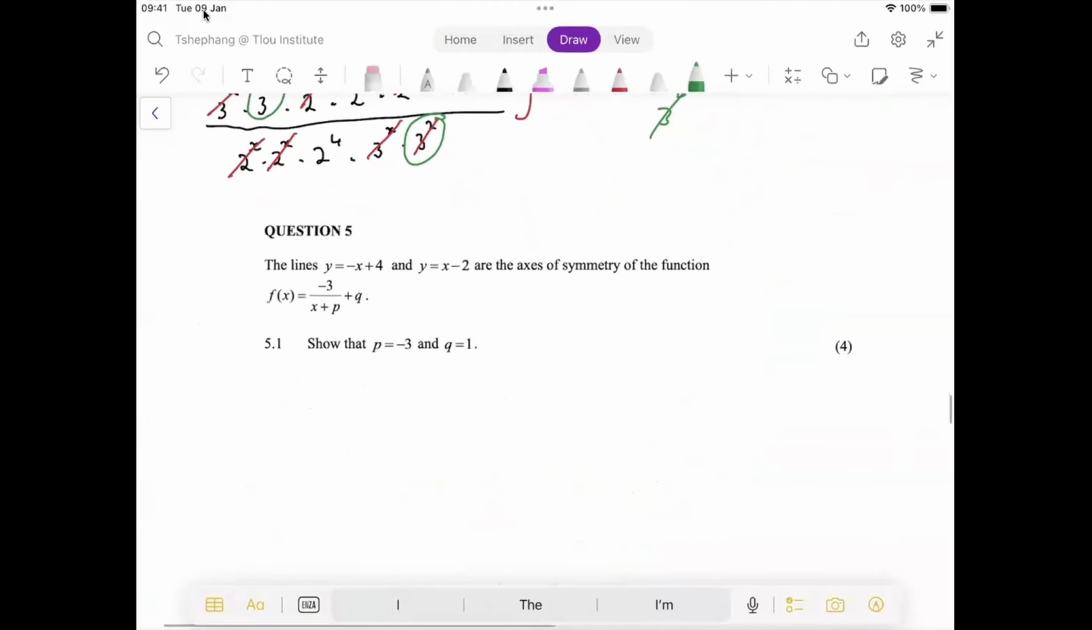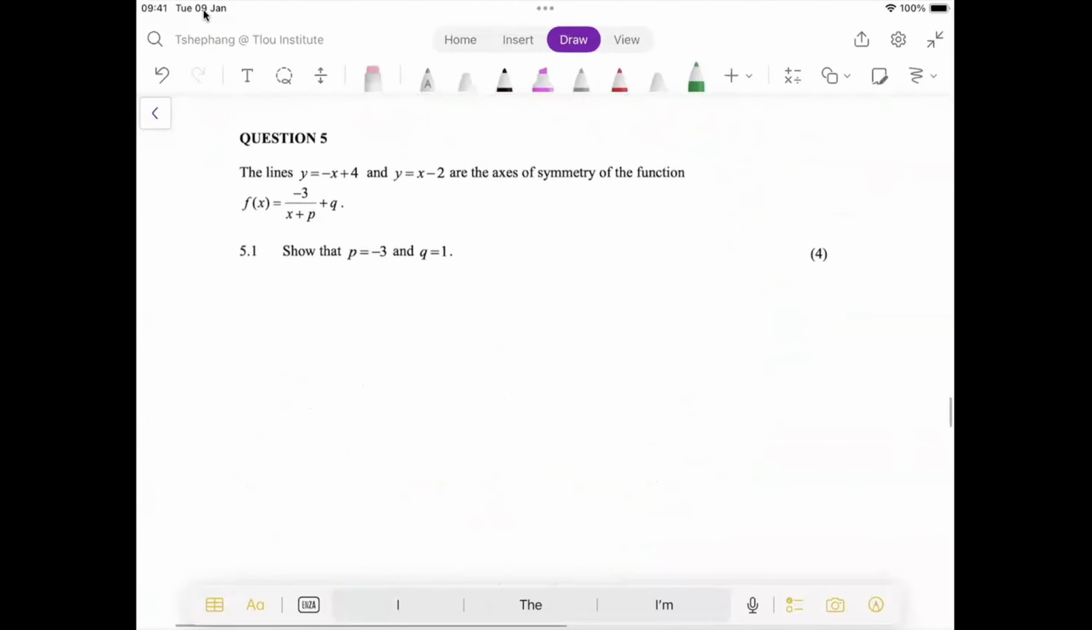Now let's quickly move on. Next thing that we need to look at are functions. This is a big one. So I'm going to need your undivided attention here. We're going to be looking at question 5.